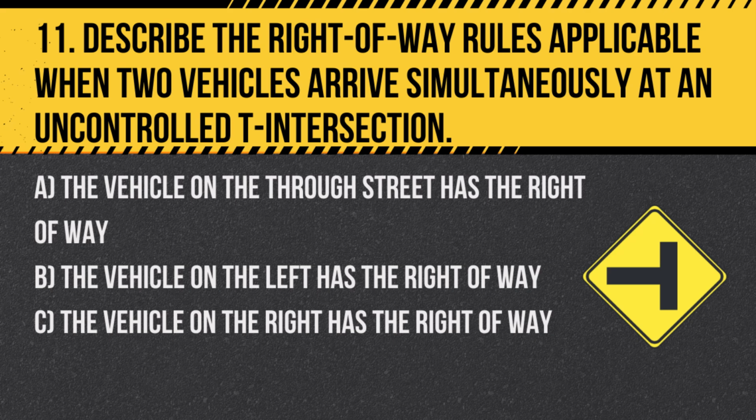A. The vehicle on the through street has the right-of-way. B. The vehicle on the left has the right-of-way. C. The vehicle on the right has the right-of-way.